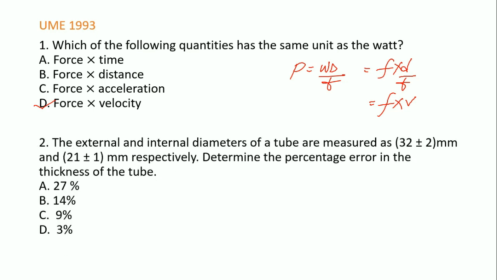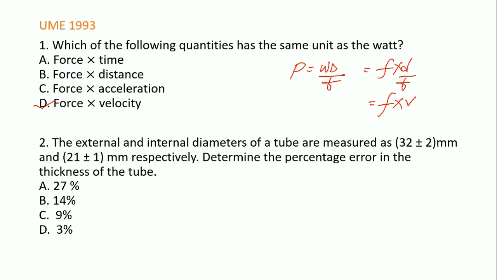That same year, question number 2. The external and internal diameters of a tube are measured as 32 plus or minus 2 millimeters and 21 plus or minus 1 millimeter respectively. Determine the percentage error in the thickness of the tube.